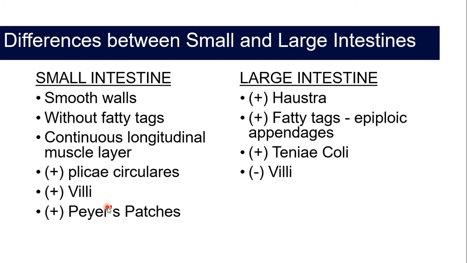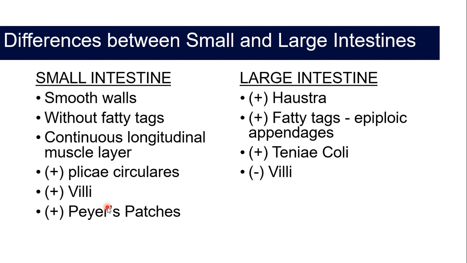Next, the mucous membrane of the small intestine has permanent folds, which are your plicae circulares, and these are not found in your large intestine. The mucous membrane of the small intestine also has villi, which are also absent in the large intestine. Its functions are for absorption and digestion.